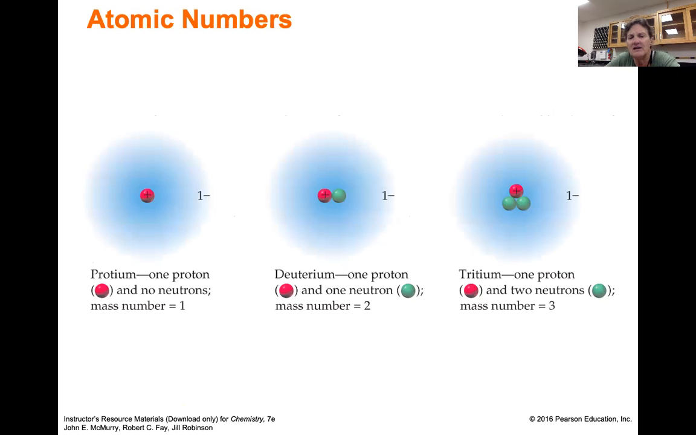This is just pointing out hydrogen is kind of unique in that you give the different isotopes different names. So protium on the far left is just a single proton, has no neutrons, and so the mass number is 1. Deuterium is the second isotope of hydrogen, has 1 proton and 1 neutron, so its mass number is 2. And tritium has 1 proton and 2 neutrons with a mass number of 3.